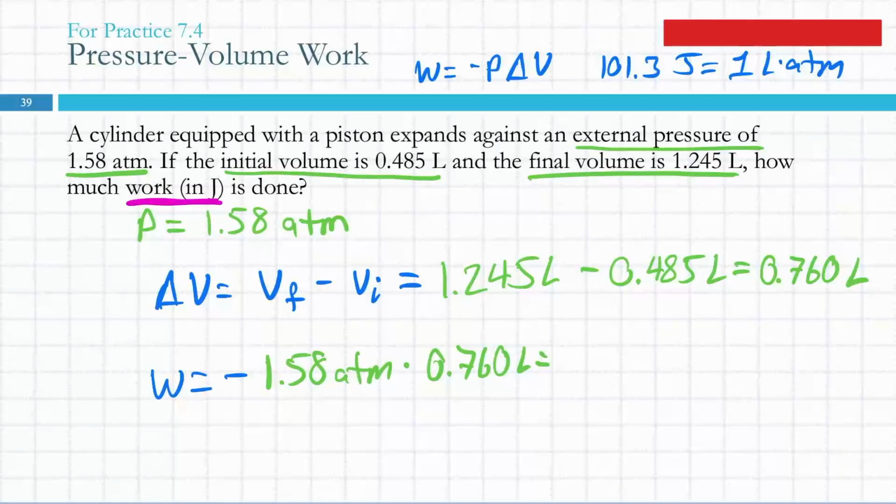What do our units turn into? What units do we have? We have liters atmospheres. We didn't have anything that canceled out. We were asked for work in joules, and so that's where this conversion factor comes in. 101.3 joules equals 1 liter atmosphere. This is a conversion factor. We have liters atmospheres, so when we make the conversion factor with this, joules will be on the top, liters atmospheres will be on the bottom.